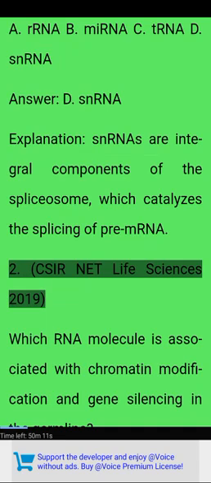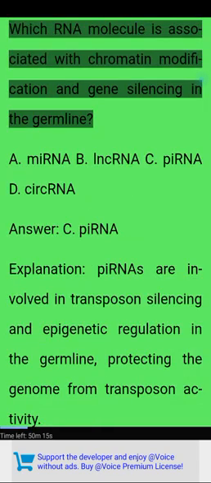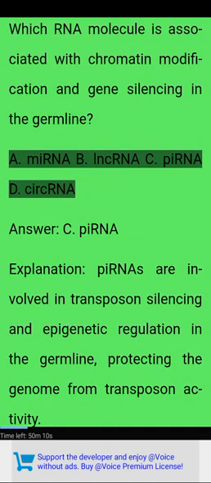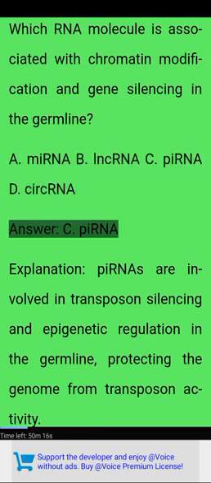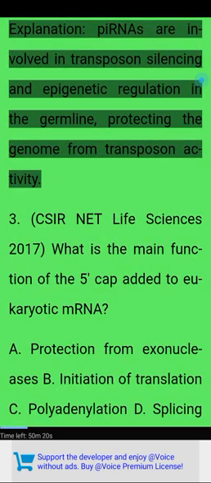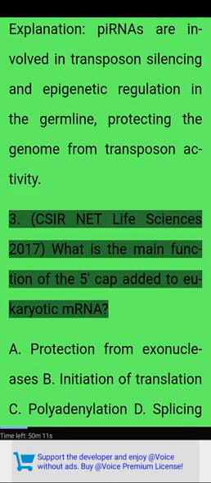2. CSIR NET Life Sciences 2019. Which RNA molecule is associated with chromatin modification and gene silencing in the germline? A. mRNA, B. lncRNA, C. piRNA, D. circRNA. Answer. C, piRNA. Explanation. piRNAs are involved in transposon silencing and epigenetic regulation in the germline, protecting the genome from transposon activity.